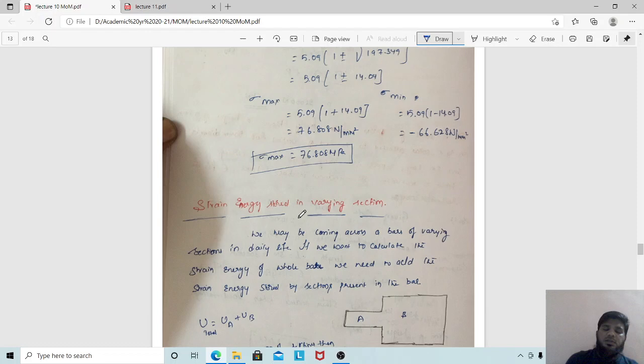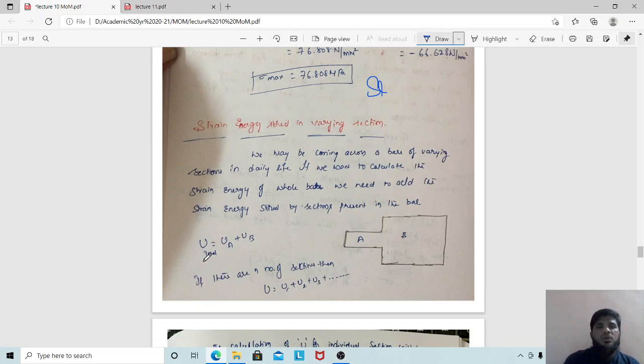Delta L total is equal to delta L1 plus delta L2. The strain energy is also, since the name itself is strain energy, we can take it as UA plus UB. That is nothing but delta L total is equal to. So maybe we will come across bars of varying section where we are going to find this. I hope I am clear with this. Couldn't draw here, not a problem. So if you have n number of varying sections, you have to take U is equal to U1 plus U2 plus U3 plus U4 in that way. So you have to calculate for the varying sections.